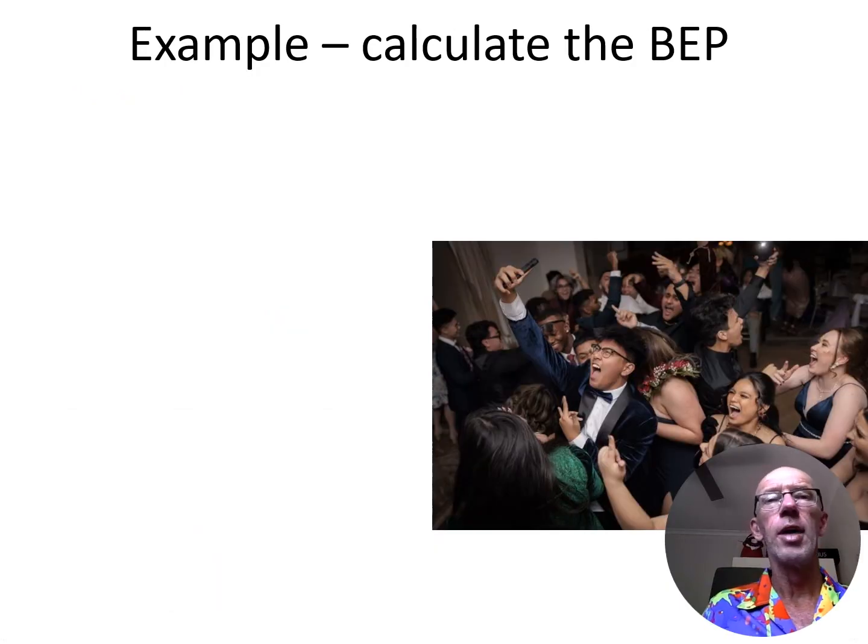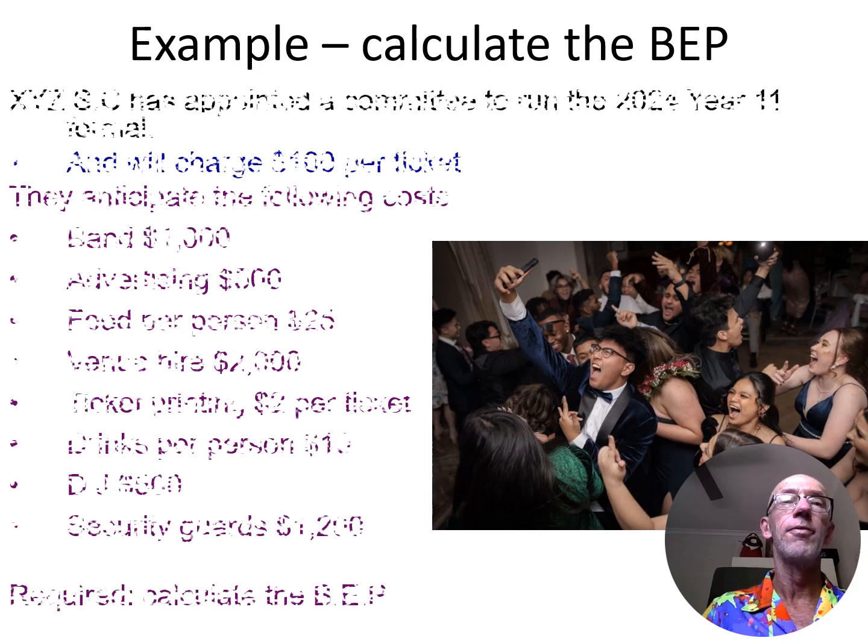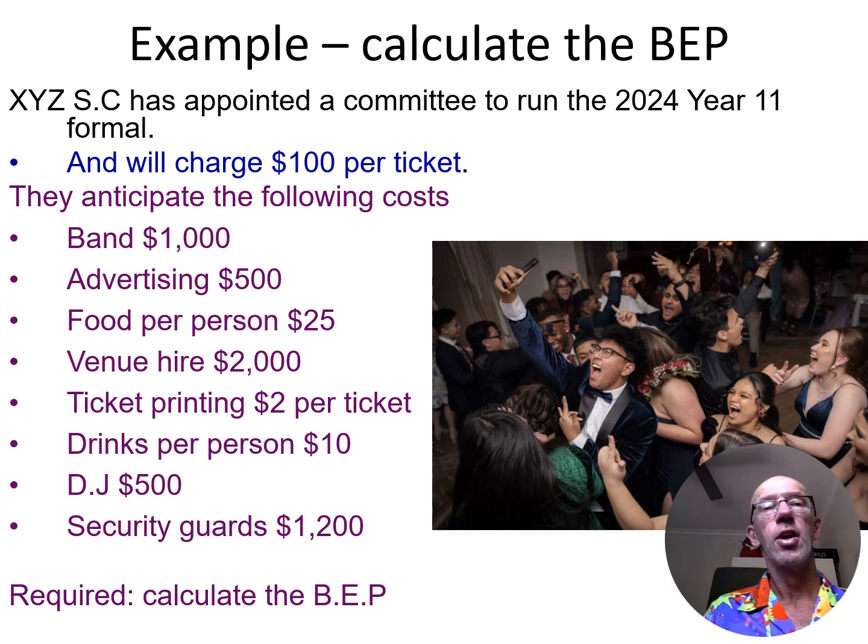So let's go through a practical example here where we've got a Year 11 formal committee, and it's their job to plan and run the economics, the finances of a formal for 2024. So here's a series of estimates of costs, etc. And the committee has decided to charge $100, and they want to work out in advance if that's going to be viable given all the quotes they've had on these various items in terms of running their formal. So therefore, they're going to calculate the break-even point.